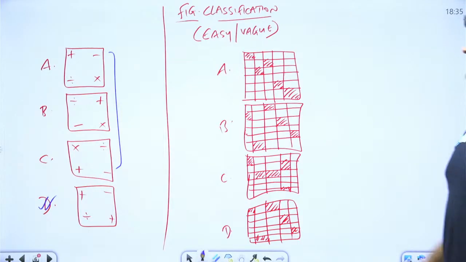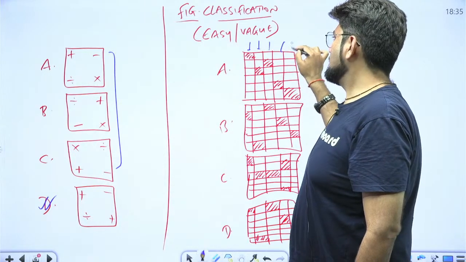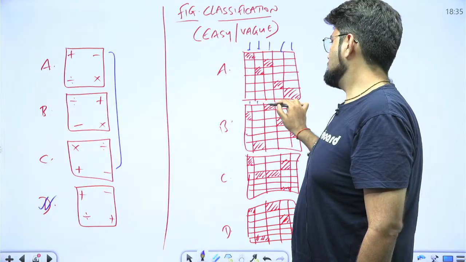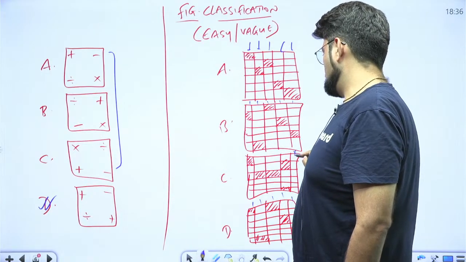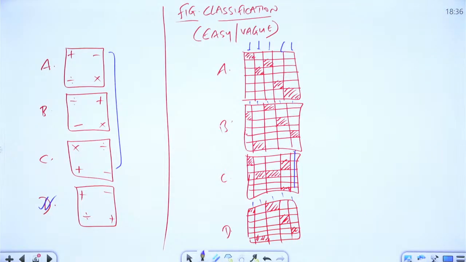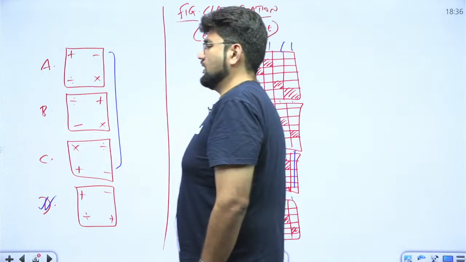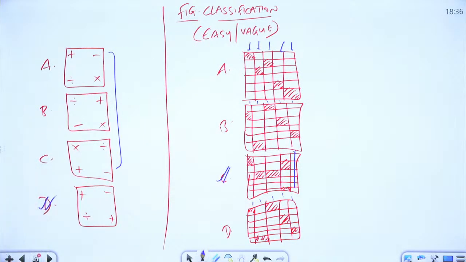Okay. And here, each column is shaded one time. Each column is shaded one time. Each column is shaded one time. But this column is not shaded here. It's completely blank. Okay. So option C becomes my correct answer. These are the kind of questions which are asked in classification. The one golden rule which you have to understand here is group 3 together, whatever remains will be your answer.